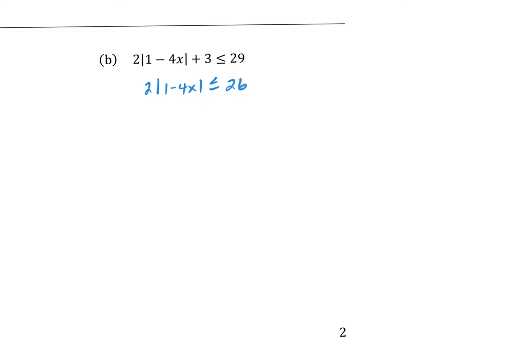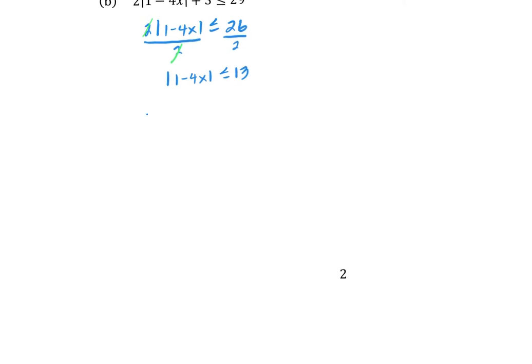So at this time I still have that 2 in front of my absolute value. I would then divide both sides by 2. Since I'm dividing by a +2, I don't have to flip the sign. The 2's just cancel, and I will have the absolute value of 1 minus 4x less than or equal to 13. So absolute value less than or equal to a positive number, I can break it up into -13 less than or equal to 1 minus 4x less than or equal to +13. So breaking it up in between the negative and the +13.